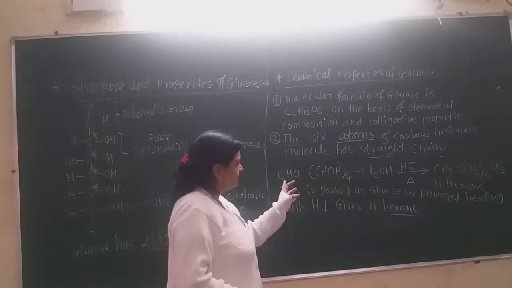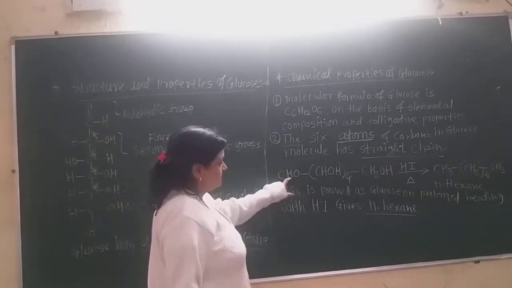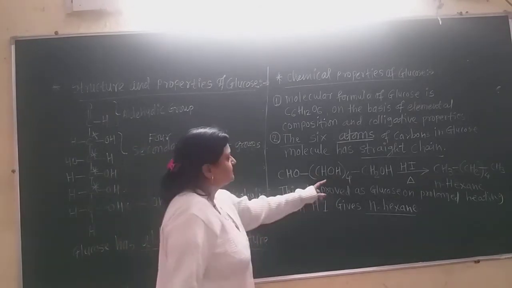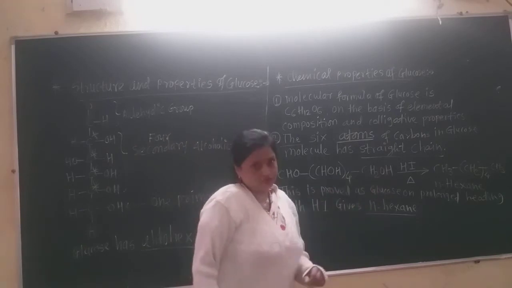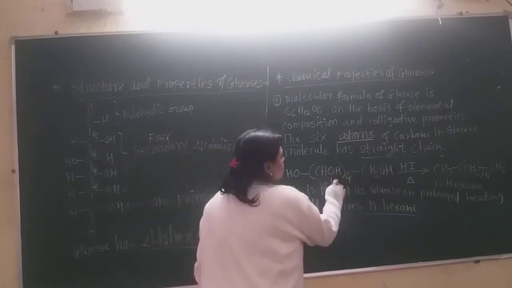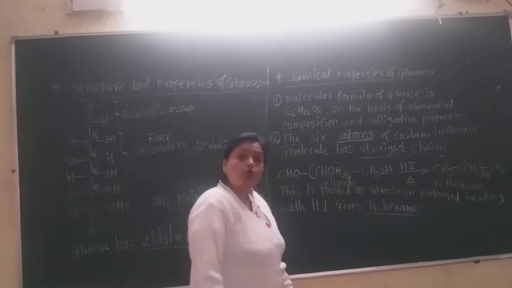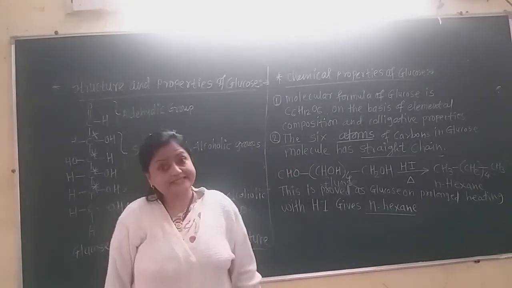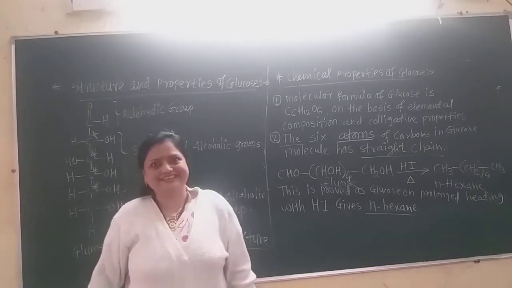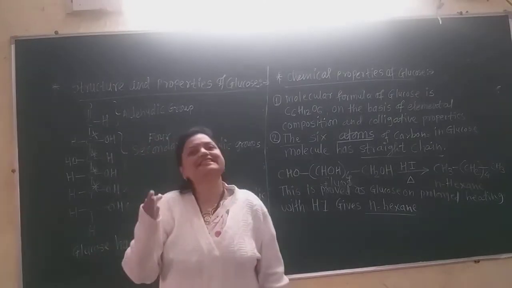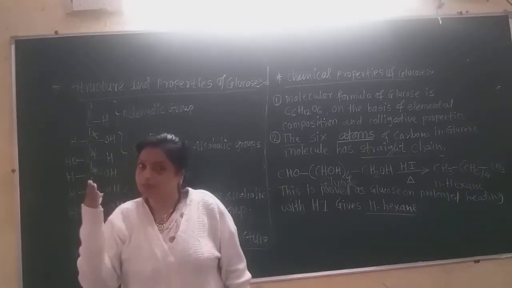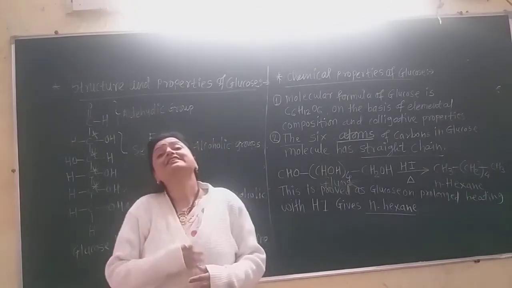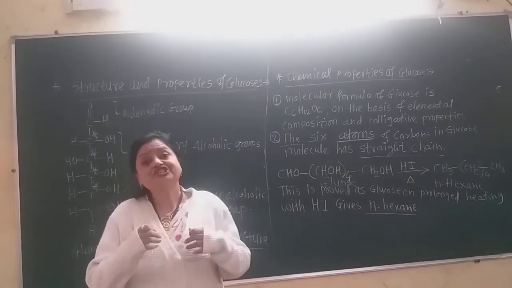Now this is glucose: CHO, then CHOH 4 times, then CH2OH. Remember that this glucose, after prolonged heating in the presence of HI, hydroiodic acid, gives n-hexane, that is, the alkane containing 6 carbon atoms in a straight chain, normal hexane. And this proves that glucose contains 6 carbon atoms in a straight chain.